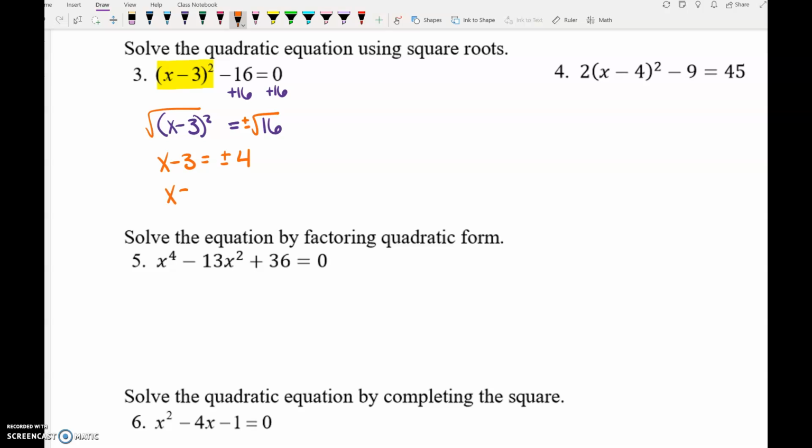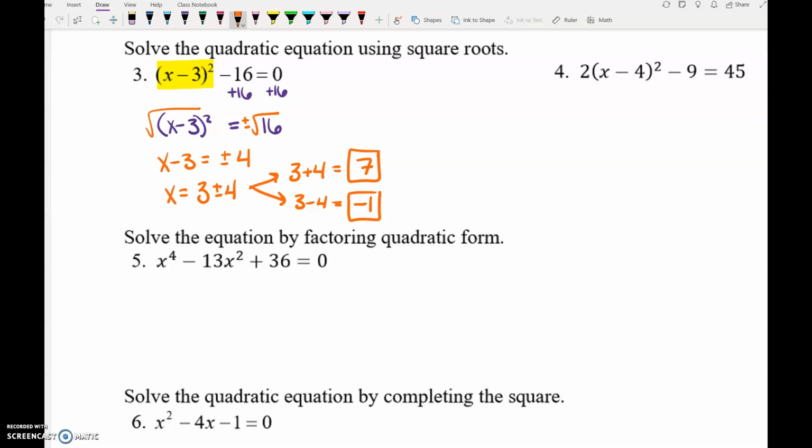Add 3 to both sides. We have 3 plus or minus 4. Plus minus 4 is two separate numbers. That means positive 4 and negative 4. So really, this thing is 3 plus 4 and 3 minus 4. So 3 plus 4 is 7. That's one of our solutions. 3 minus 4 is negative 1. That's our other solution. Numbers 1 through 3 on EdSite are fill in the blank. So you type the numbers in.